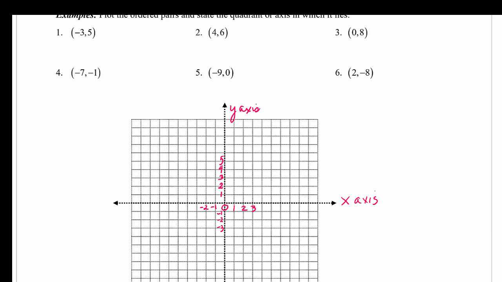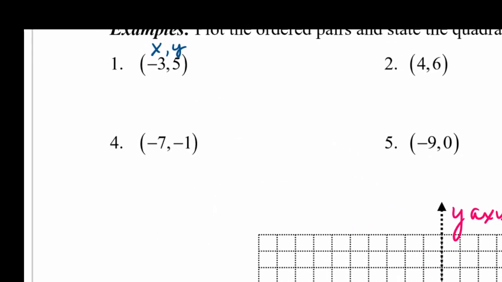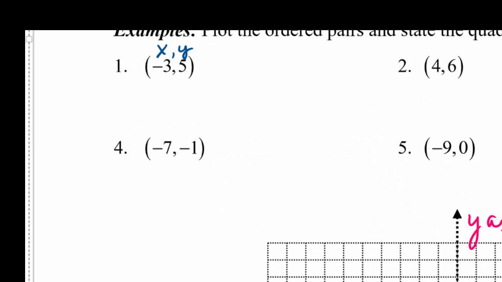So there is our rectangular coordinate system, and we want to plot each of these points in that system. And we also want to state which quadrant or axis they lie in. So as you look at point number 1, especially when you first start working with ordered pairs, you may find it helpful to just label x and y. It's just x comma y like that. Our first ordered pair has an x-coordinate -3 and a y-coordinate 5. And so our x-coordinate is negative and our y-coordinate is positive.